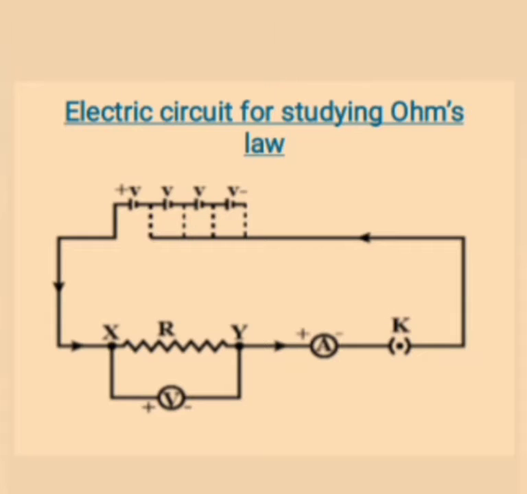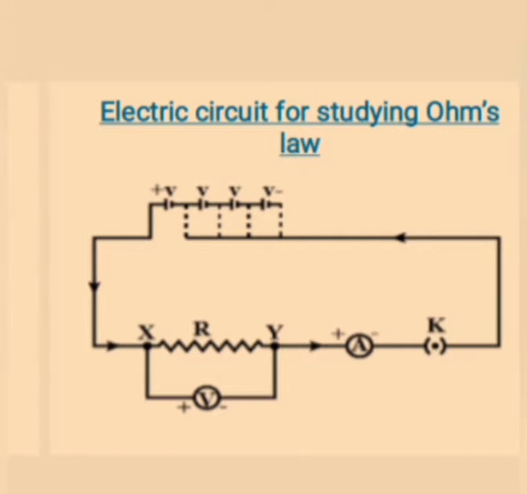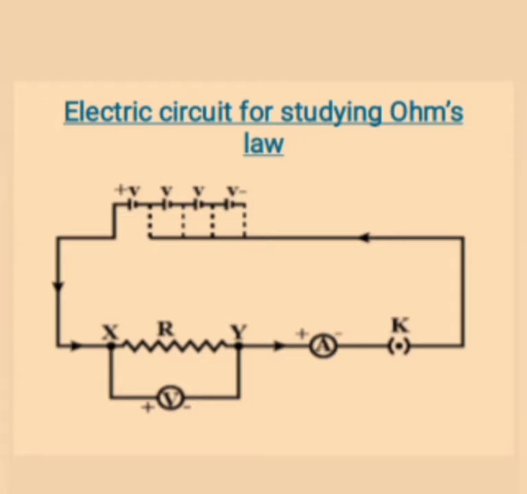In this circuit diagram, the positive terminal of the source is connected to the nichrome wire and to the positive end of the voltmeter. The other end of the nichrome wire and the negative terminal of the voltmeter are connected to the positive terminal of the ammeter. The negative end of the ammeter is connected to the plug key, and from the plug key it is connected to the negative terminal of the source.